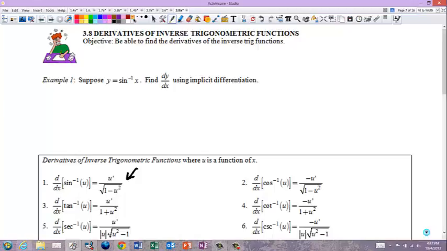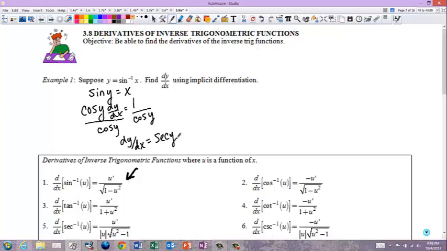So what I'm going to do is I'm going to uninverse it. How do you get rid of inverse sine? You take the sine of both sides. So I have sine of y equals x. Now that will be cosine of y times dy/dx equals 1. If I solve for dy/dx, I get 1 over cosine of y. So dy/dx actually equals secant of y.